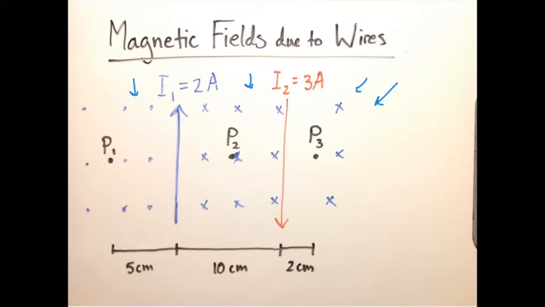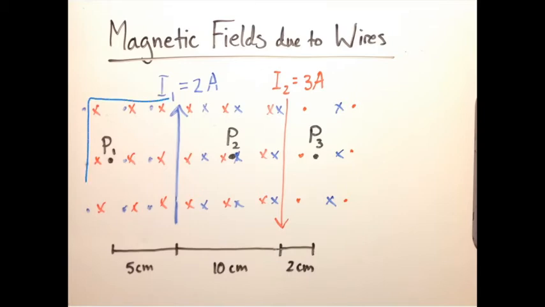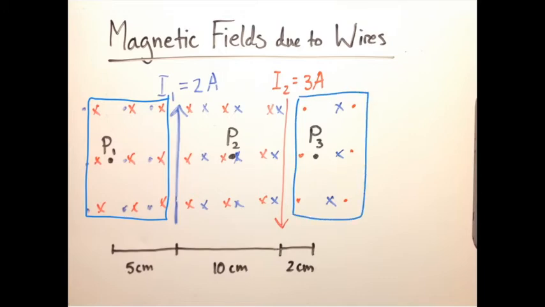All right, let's draw the one from I2 now. And this is what we get. So notice in this region, we've got dots and X's. One wire makes dots, one makes X's. So that means that the fields are in opposite directions. We could say the same thing over here. One wire is making dots, the other is making X's. So those fields are going in opposite directions. In this middle region, though, the fields agree. They are pointing in the same direction.